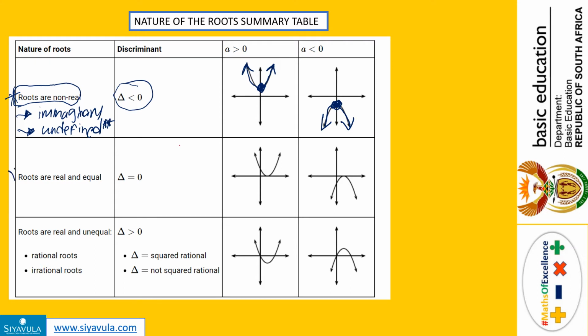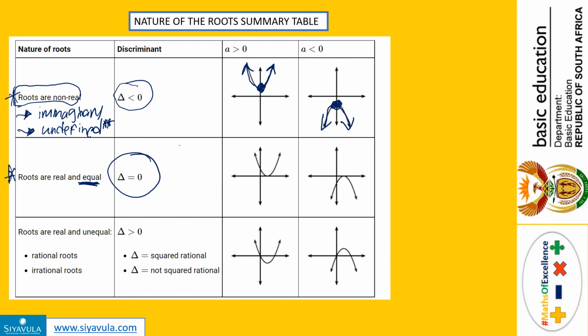Let's move to number 2. They said the roots are real and equal. Okay, so because the roots are real and equal, I'll really stick to this one. The roots are equal when delta is equal to 0. Very important. It's when delta is equal to 0. So when we say the roots are equal, we mean that they are the same, right?